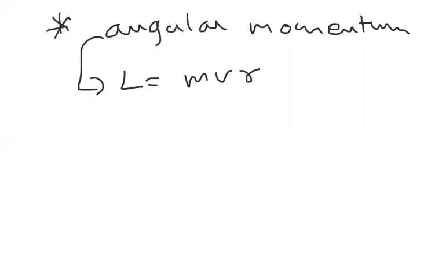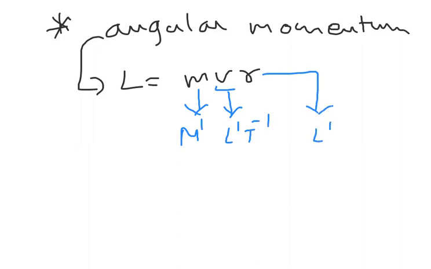So for angular momentum, I have to know some dimensional formulas. Mass means I can write M1. Speed, I already told, dimensional formula L1 T power minus 1. Radius dimensional formula I wrote as L1. So I can write M1 L2 T power minus 1. So this is the dimensional formula for angular momentum.